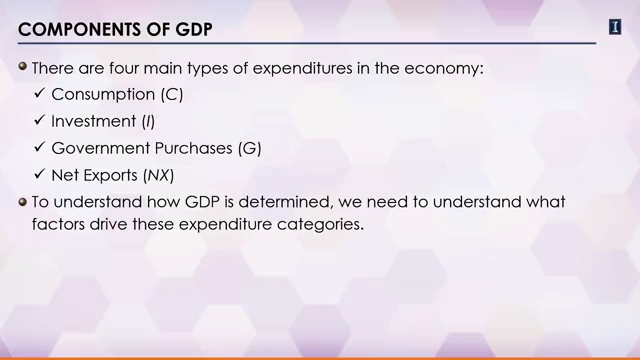We separate out these different parts of expenditure because they behave differently. They depend on different factors, and we need to understand how each one is determined in order to figure out how GDP as a whole is determined.